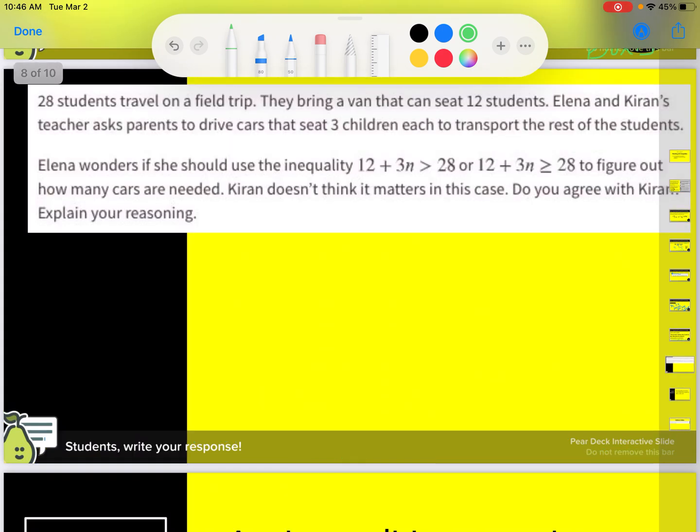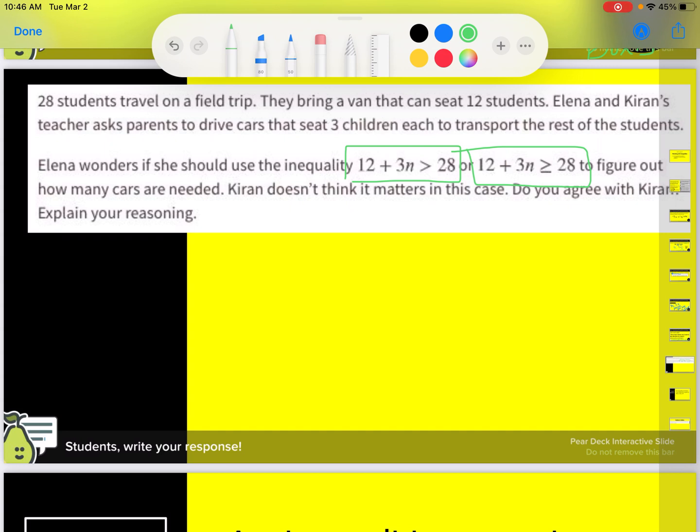All right, 28 students travel on a field trip. They bring a van that can seat 12 students. Elena and Kieran's teacher asks parents to drive cars that seat 3 students each to transport the rest of the students. Elena wonders if she should use the inequality 12 plus 3n is greater than 28, or 12 plus 3n is greater than or equal to 28, to figure out how many cars are needed. Kieran doesn't think it matters in this case. Do you agree with Kieran? Explain your reasoning.